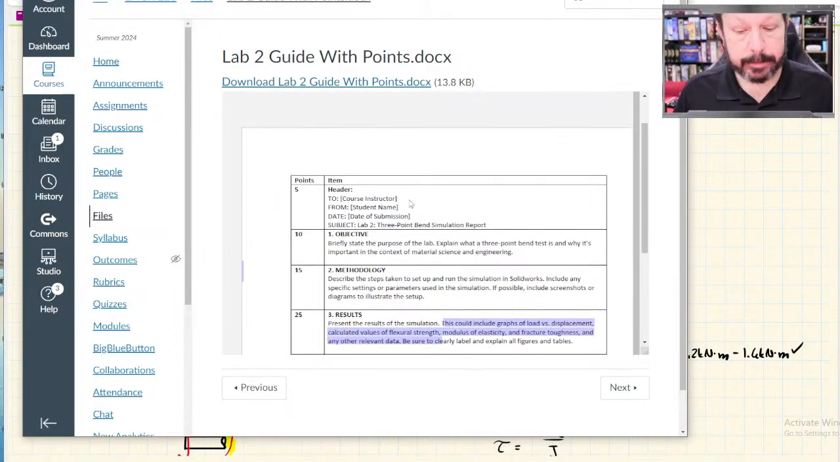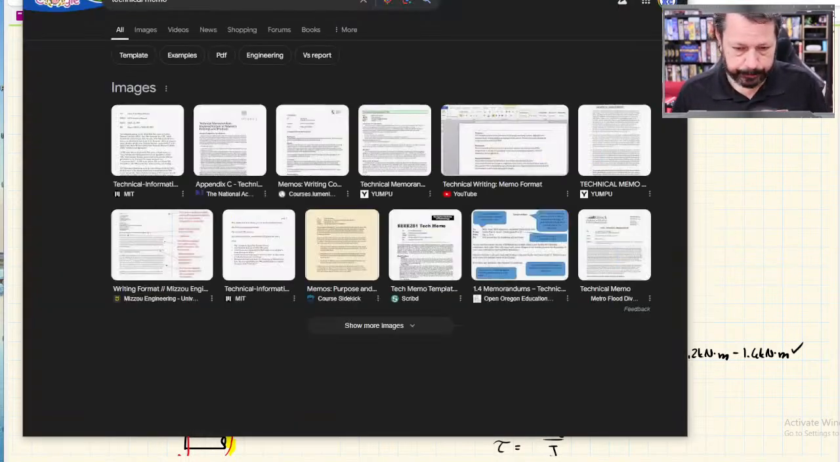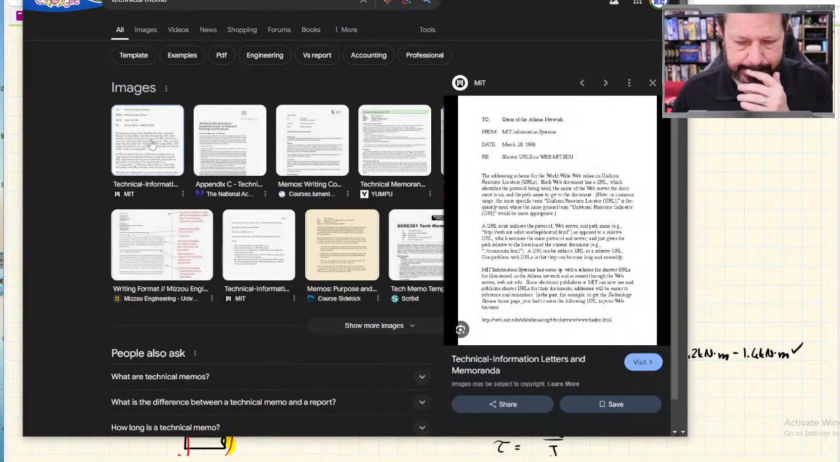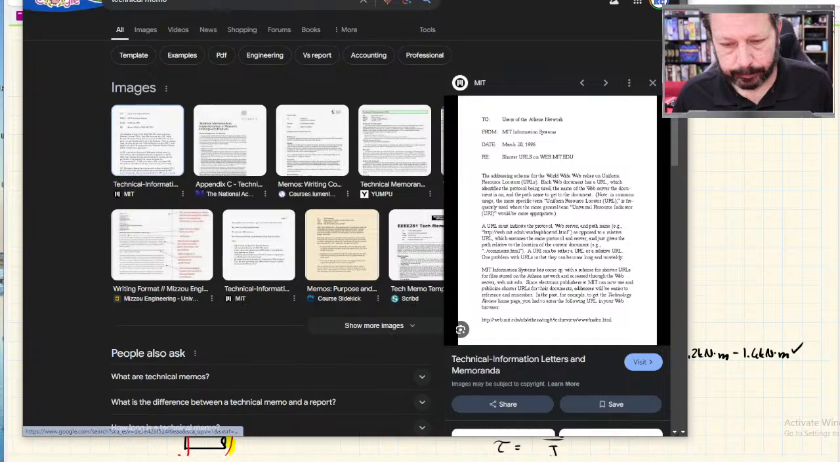So the header, it's a memo format. This is actually at the top of the first page. It's going to look like this kind of thing, right there, that's the header, and then your write-up is right underneath that. And you probably have 2 pages. So that's what it is.